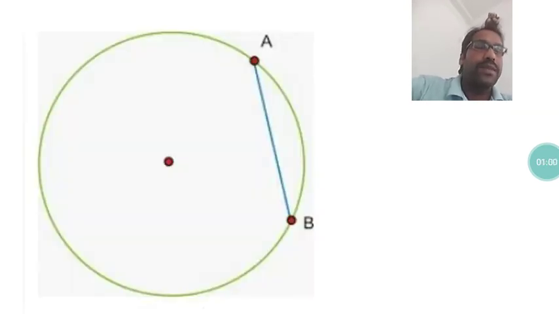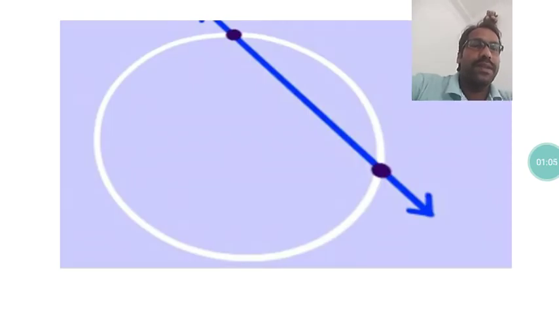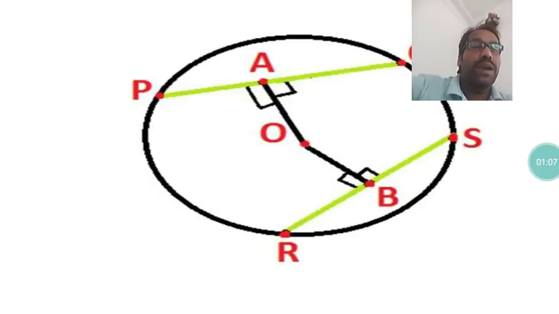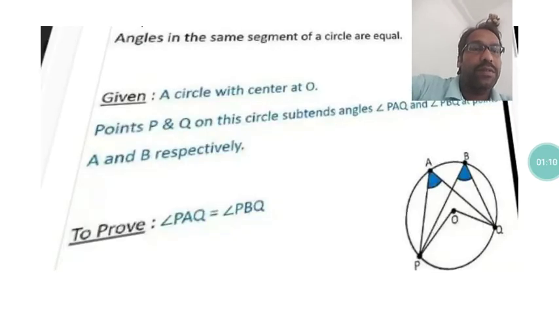This is the chord here. If it will be extended in either direction, it will become a secant also. So these all things, see, this will become a secant here. So today what we are going to discuss then? Today we are going to discuss this.